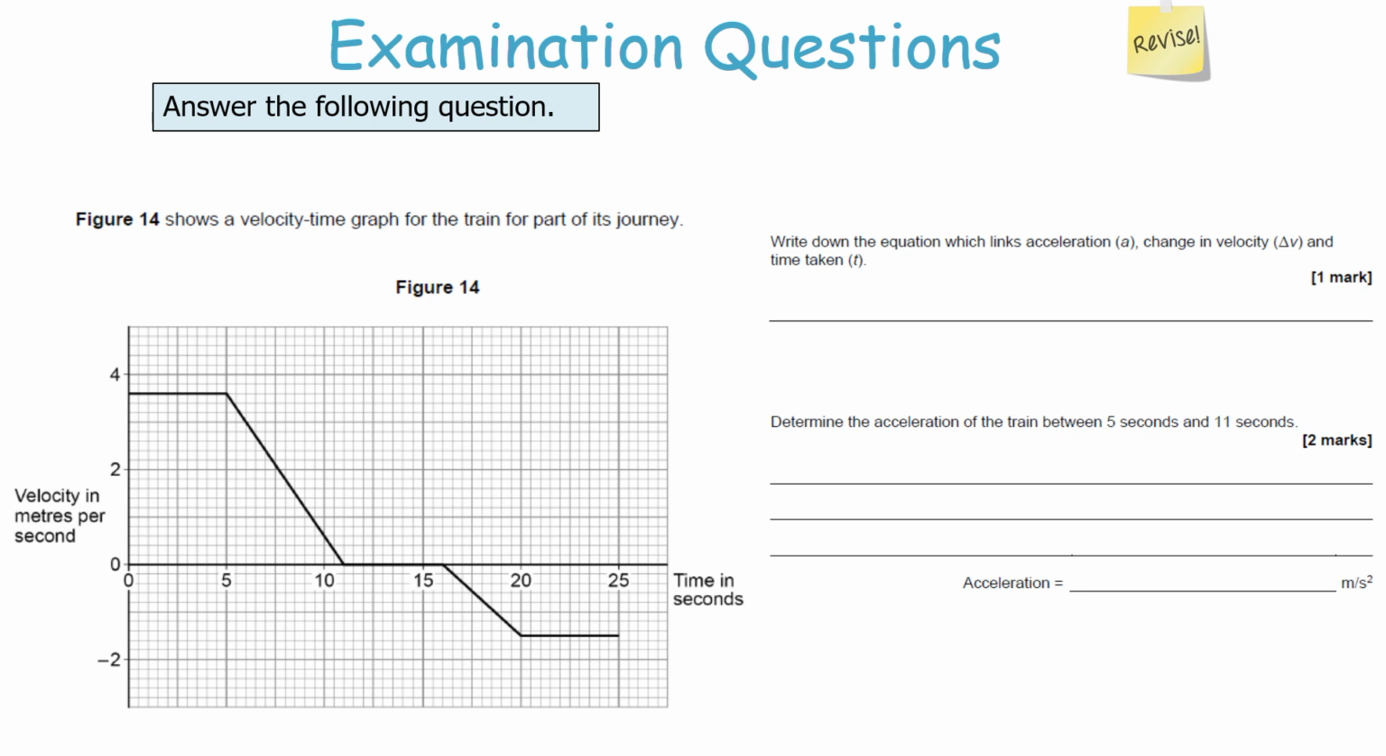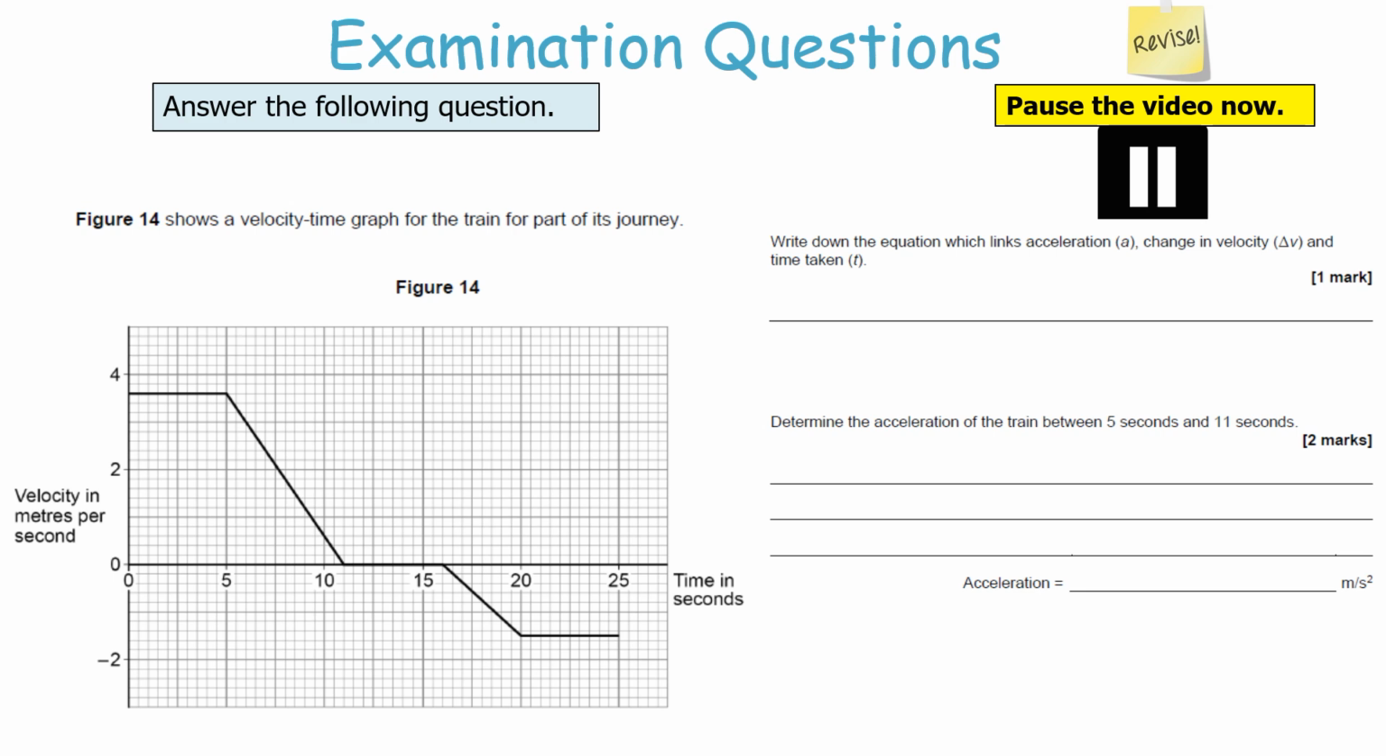The next question says, figure 14 shows a velocity time graph for the train for part of its journey. Write down the equation which links acceleration, change in velocity and time taken. Then determine the acceleration of the train between 5 seconds and 11 seconds. So pause the video now, then unpause the video when you want to go through your answer.